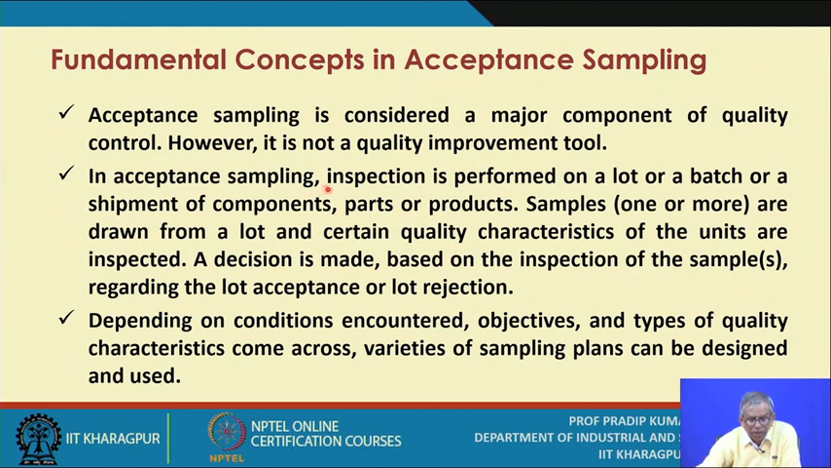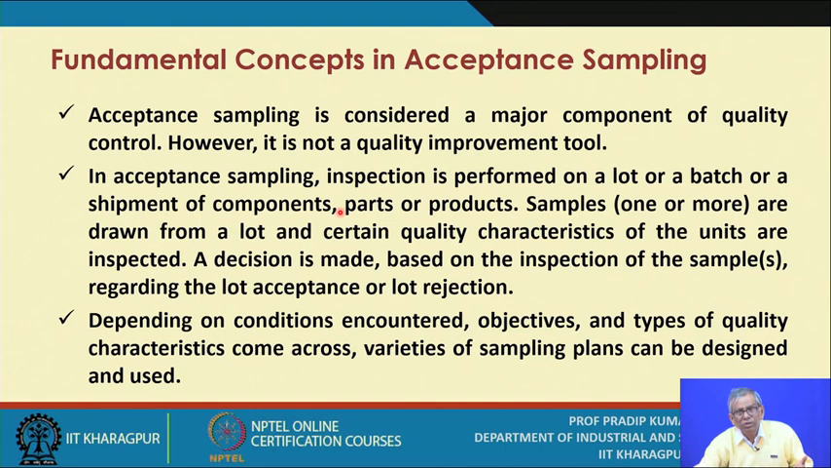In acceptance sampling, inspection is performed on a lot or a batch or a shipment of components. So what is acceptance sampling? What actually are you supposed to do under acceptance sampling? That I am trying to explain. It is essentially an inspection activity, but the inspection is performed on a lot or a batch or a shipment of components. And what you are trying to do is take a decision.